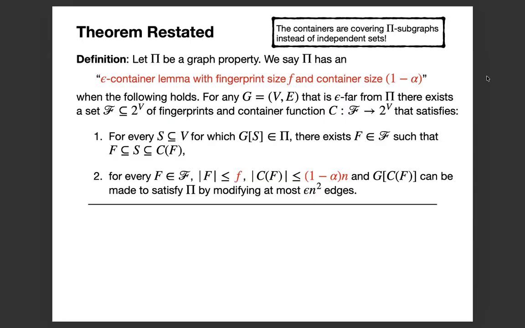If you're epsilon far from pi, then we have containers to cover the pi subgraphs. And this is in stark contrast to before. All the container stuff before, we were trying to cover independent sets. And now we're saying you can actually cover the pi subgraphs. And this f and 1 minus alpha, this is just to say that we have small fingerprints and small containers. Just like, if you're far from the property pi, any subgraph that actually satisfies the property is contained within a container.